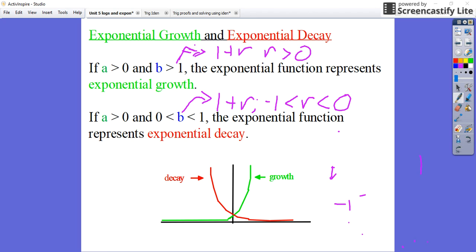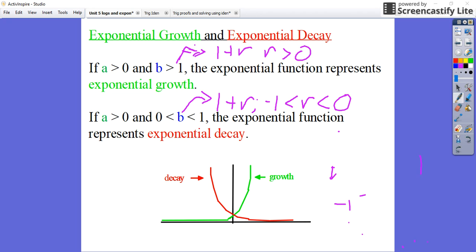So that red line down there is our decay equation. The green line is our growth equation. And they both have y-intercepts, both have the exact same shape, and they're essentially reflected across the y-axis when we go from one to the other. Okay, so that's exponential growth and exponential decay.